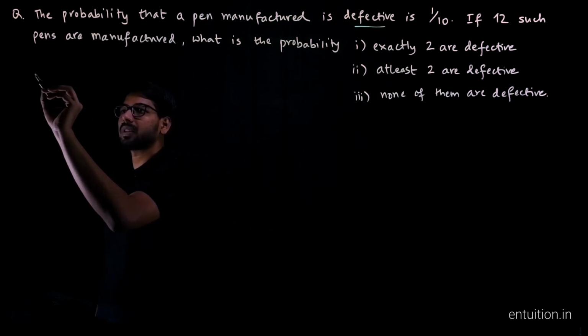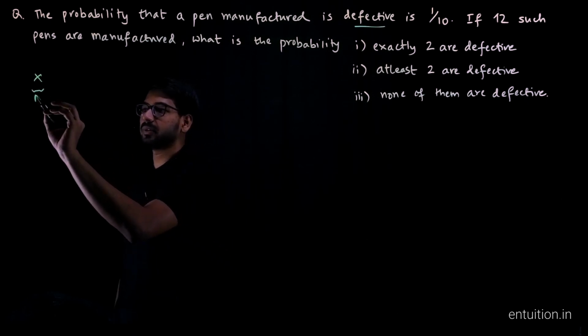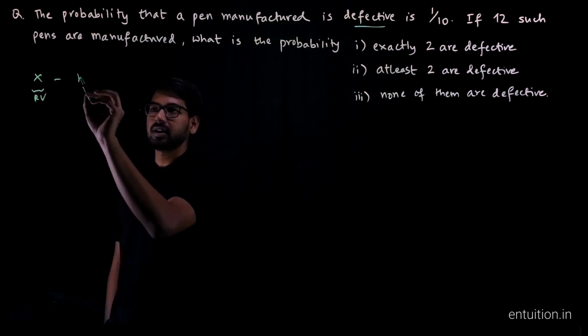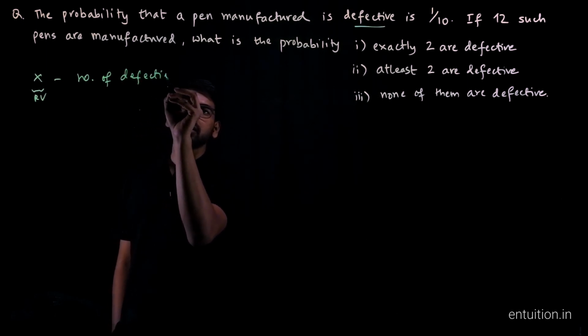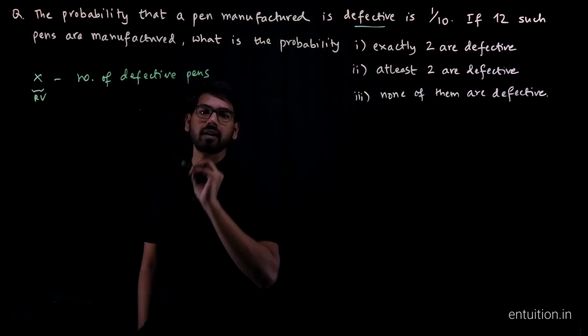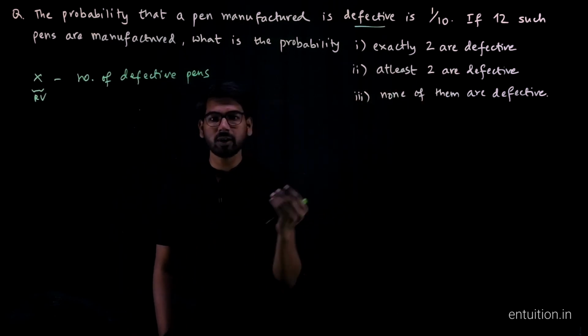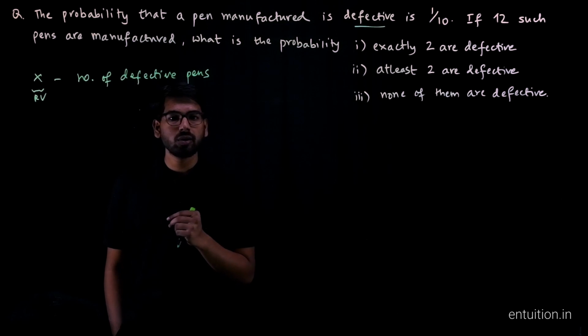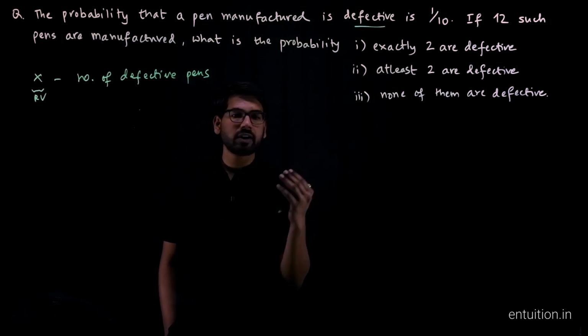So let me assign a random variable x. x is a random variable that represents the number of defective pens. Exactly 2 are defective means x equal to 2, at least 2 are defective means x greater than or equal to 2, and none of them are defective means x is equal to 0.